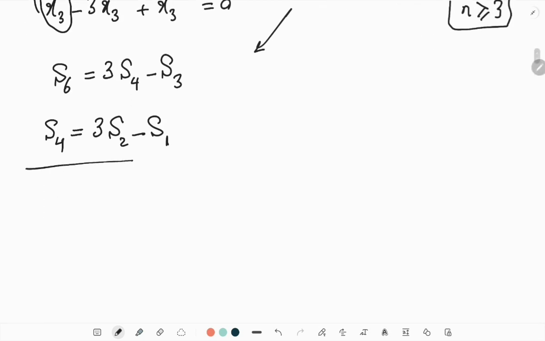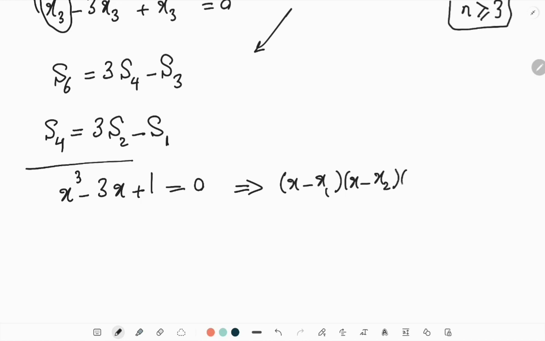Just for a moment, x^3 minus 3x plus 1 equals 0. We know that this equation, if we assume that we have x1, x2, x3, can be factorized as follows: (x minus x1)(x minus x2)(x minus x3) equals 0. So basically, if x1, x2, x3 are the roots, it can be factorized in this way.